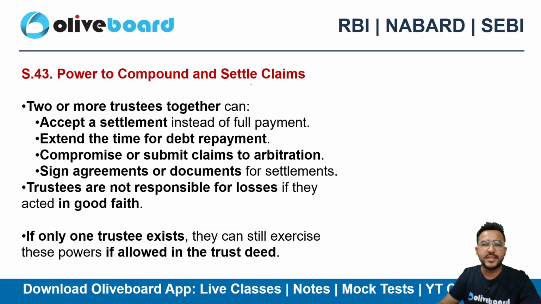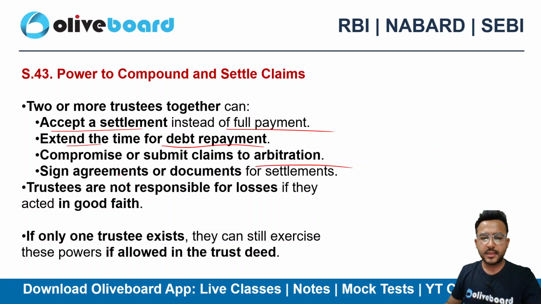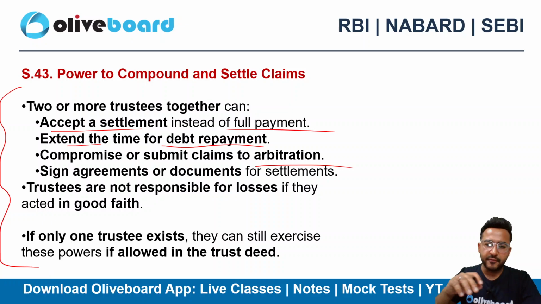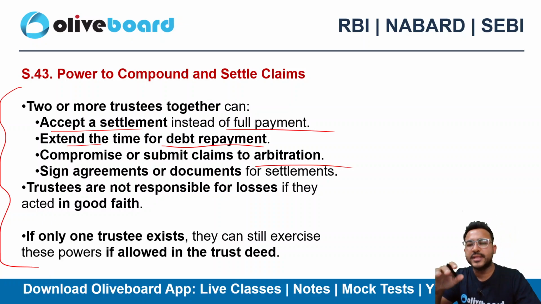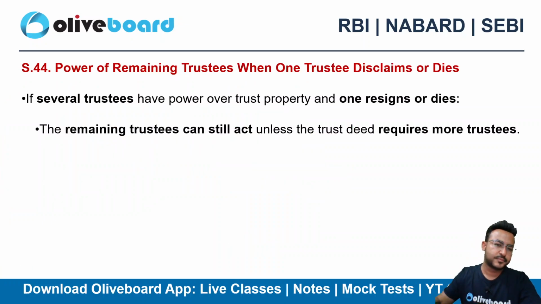Power to compound and settle the claim. 2 or more trustees can together accept a settlement instead of a full payment. Extend the time for the debt repayment. कोई डेट दिया हुआ है, लिया हुआ है तो उसका टाइम एक्सटेंड कर सकते हैं, कॉम्प्रोमाइज कर सकते हैं, सबमिट कर सकते हैं क्लेम टू आर्बिट्रेशन, राइट, और रिलेटेड काफी सारी यहाँ पे पावर्स गिवन है. बेसिकली दे हैव एक्सक्लूसिव राइट्स टू कंपाउंड एंड सेटल एनी काइंड ऑफ क्लेम.